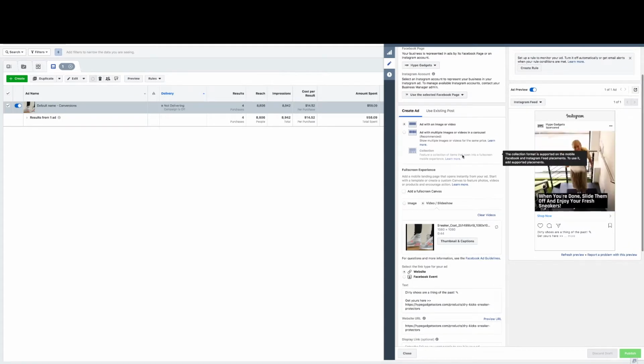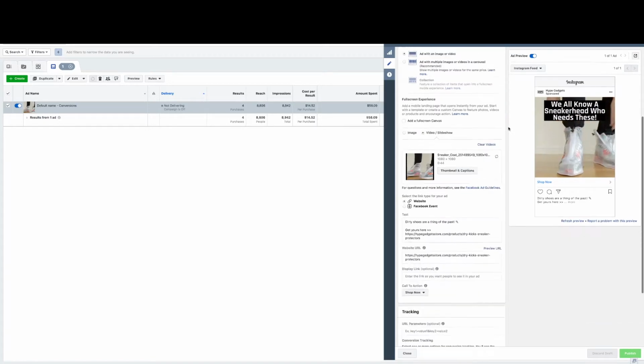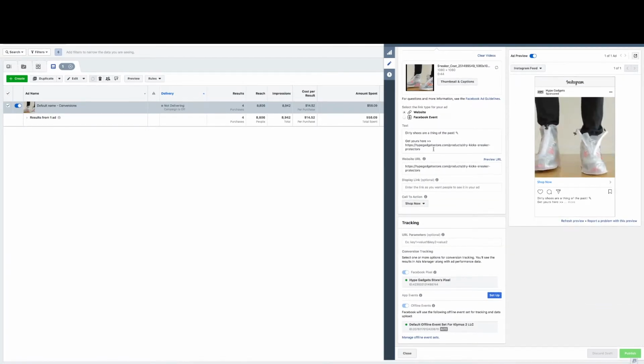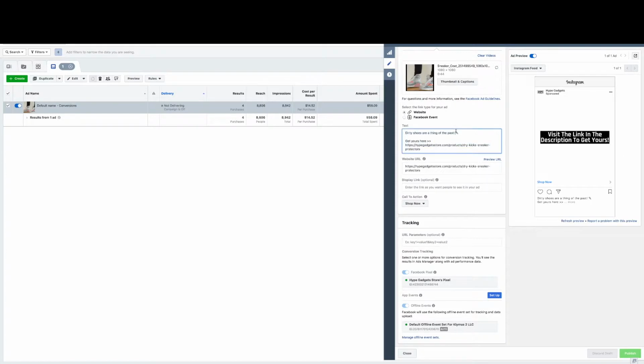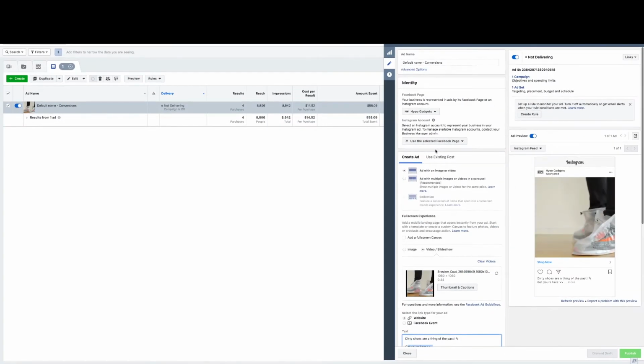But I was able to target that because Facebook is going to go in and see the people who go ahead and buy. So this is pretty much the exact ad that I was running on here, guys. Nothing crazy. And here was the ad copy: Dirty shoes are a thing of the past. And then I literally just put a link to the store, and there you go. Boom. People were buying like crazy. It was a pretty decent campaign.